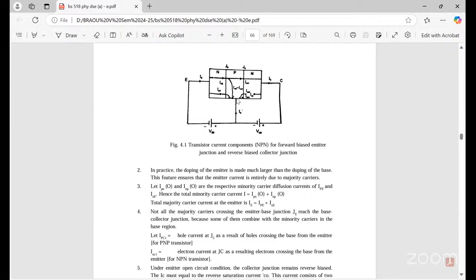So a minority current is constituted at the base region. What is the current constituted at the base region? That is IB, the base current. That is the minority charge carriers, which constitute the current here. So this is the case whether you consider an NPN or PNP transistor; the same thing follows here.